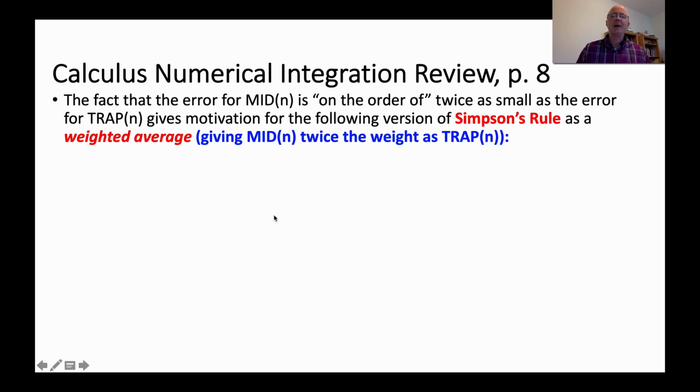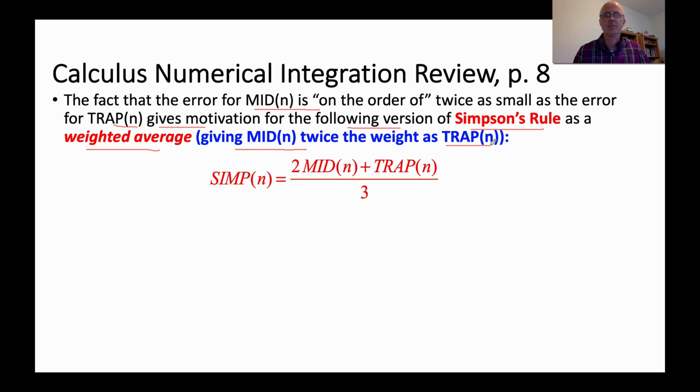The fact that the mid is on the order of twice as good as trap, meaning the error is twice as small, gives motivation for the following version of Simpson's rule. This is the empirical approach as a weighted average. And again, that's what Hughes-Hallett emphasizes. What's a weighted average? We're going to add some numbers and divide by how many there are. Essentially, we're going to add mid twice and trap once, and think of that as three numbers, so we're going to divide by 3.